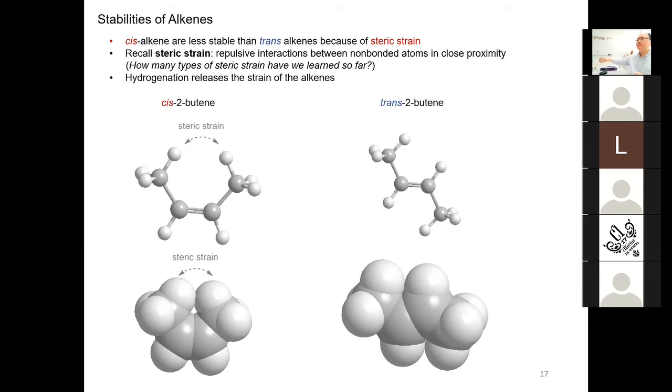So now we have a new one that exists in the cis alkene. It's also a steric strain. For example, if you look at this ball and stick model, because of the cis relationship between two substituents, these two hydrogens are really close to each other, thus have a steric strain. And pay attention, these two are not bonded. They are non-bonded atoms in close proximity. So that's steric strain. Because the hydrogenation releases the strain of the alkenes, which is higher in cis alkenes, it releases more heat during the reaction.